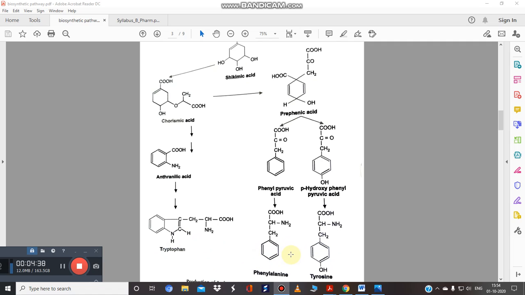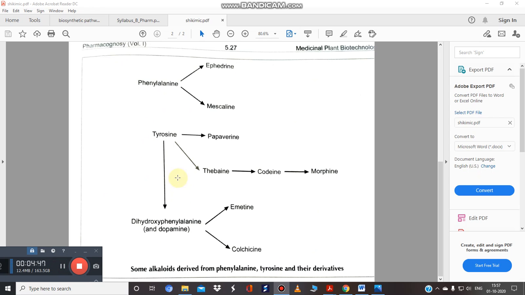These further result in the production of metabolites, because we have not yet seen how the primary or secondary metabolites are produced. Now, as we know, phenylalanine and tyrosine are produced by the shikimic acid pathway, and with the help of the aromatic amino acid phenylalanine, ephedrine is produced. This is an alkaloid, a proto-alkaloid.